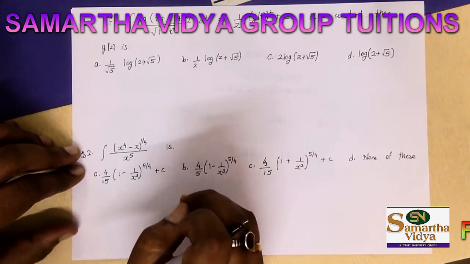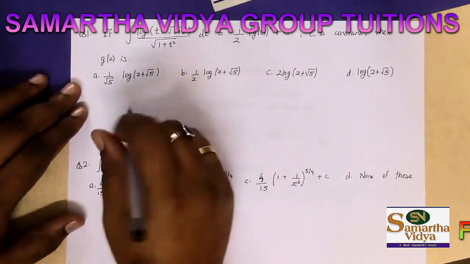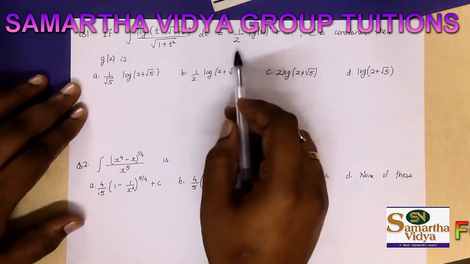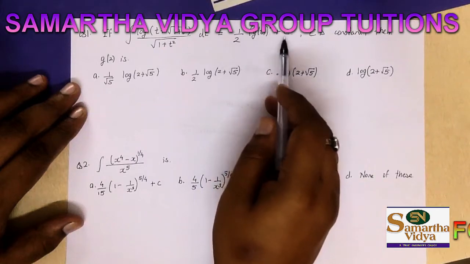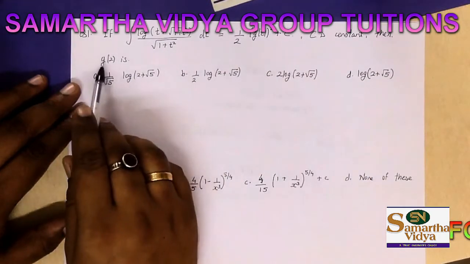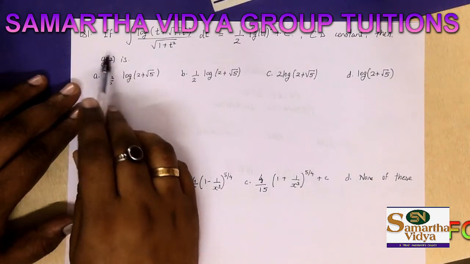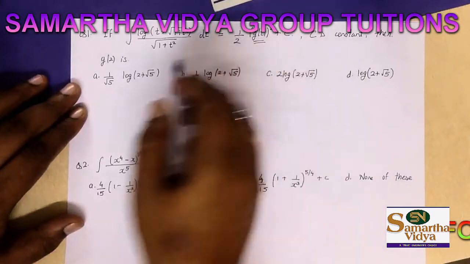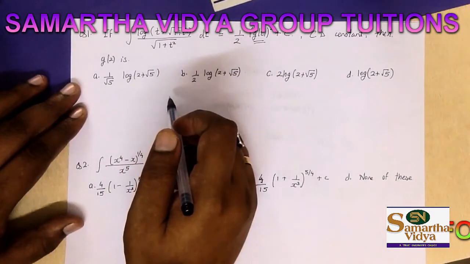So let's see the first question. We have the question: if the integration of this particular thing is half g of t square plus c, where c is constant, then what is going to be g of 2? In this we need to find what is g of t, and for finding g of t we need to solve this particular integration.